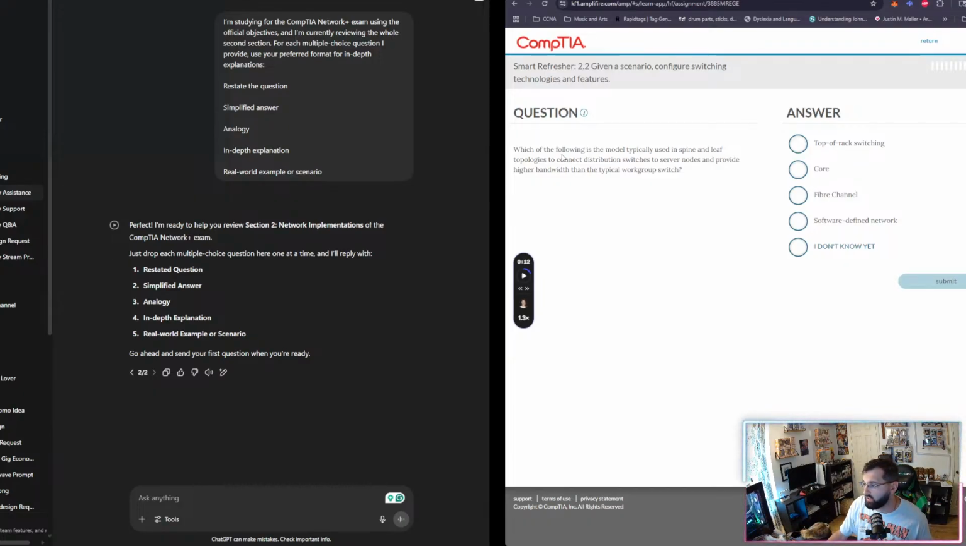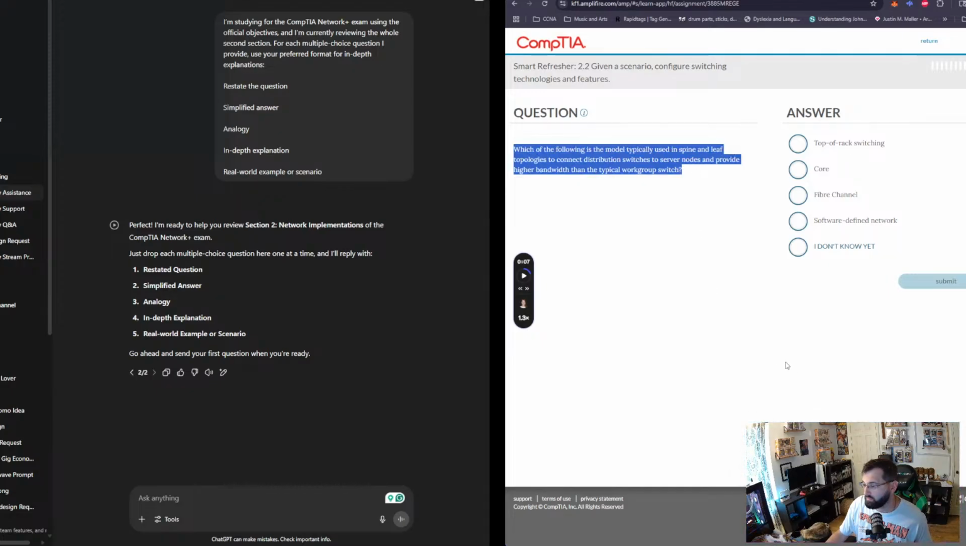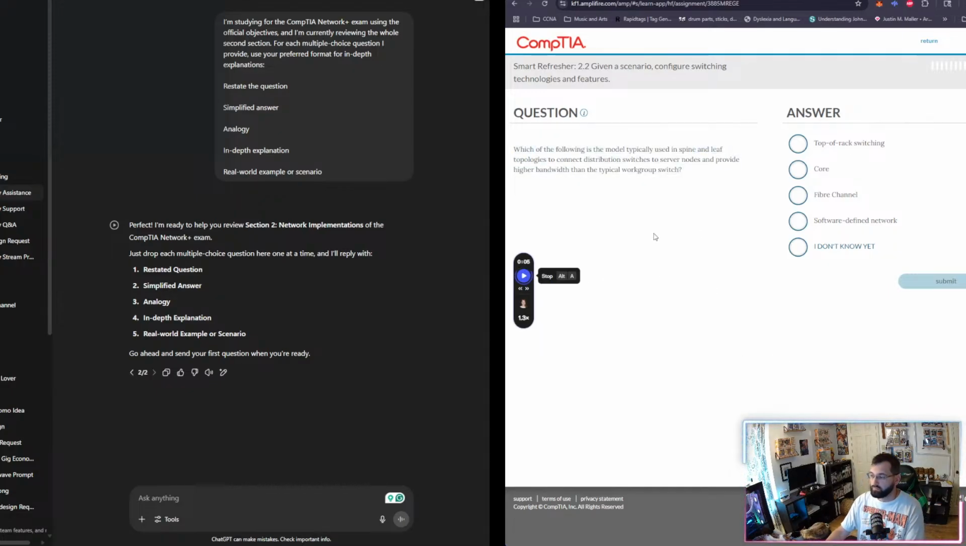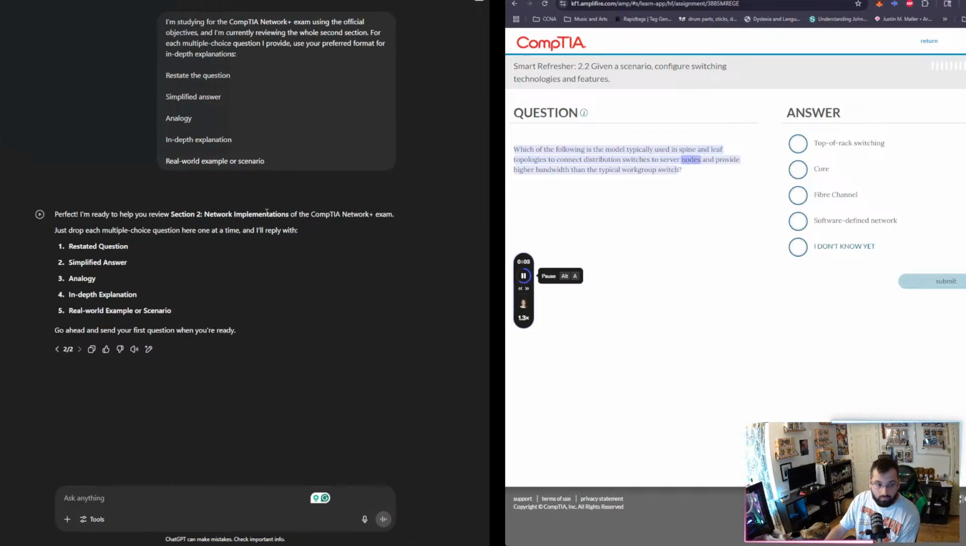All right, let's see how this goes. Leaf topologies to connect distribution switches to server nodes and provide higher bandwidth than the typical workgroup switch. Which of the following is a model typically used in the spine and leaf topology to connect distribution switches to server nodes? Not Fiber Channel. I feel like we learned what Fiber Channel was.